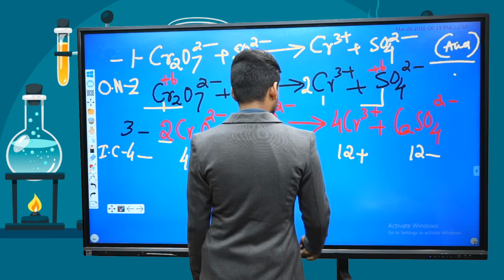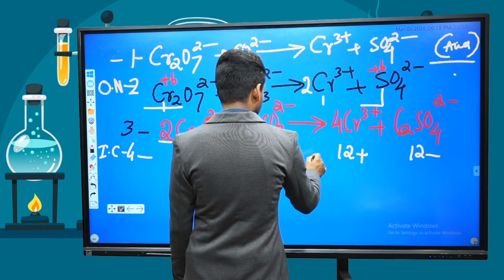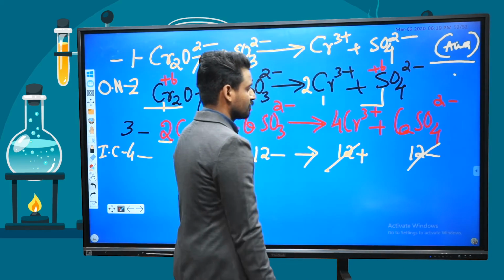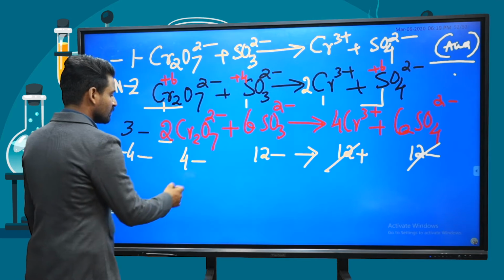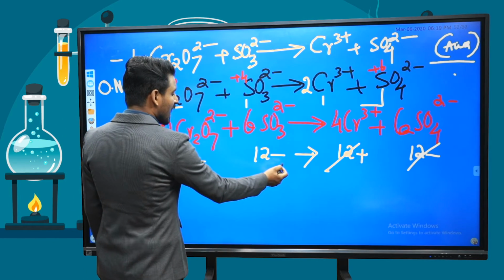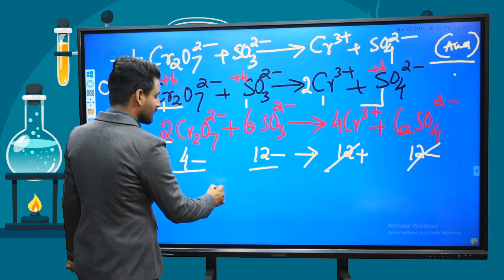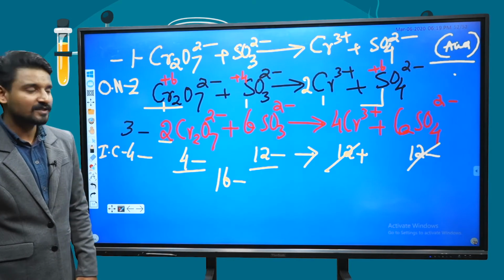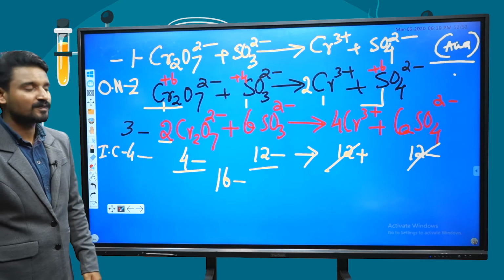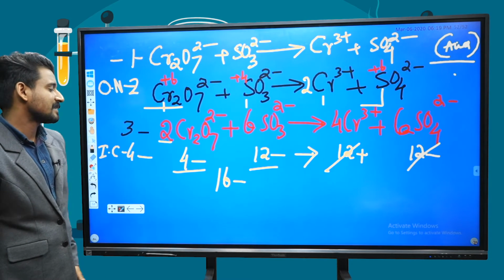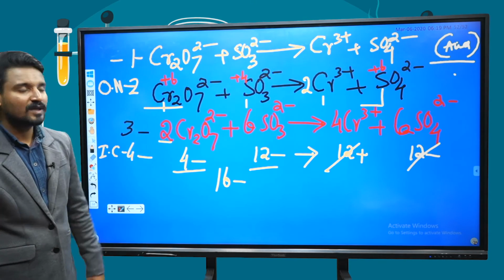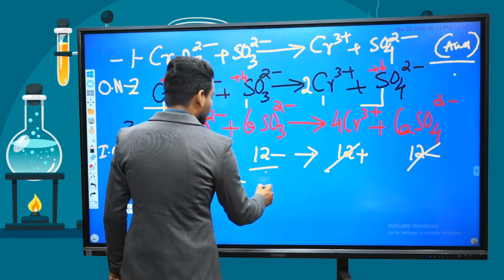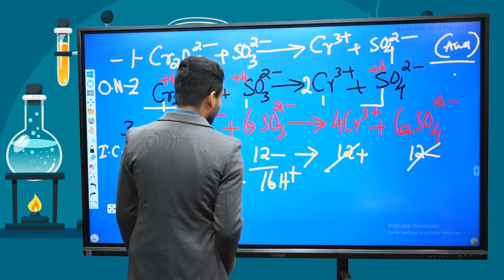So let us balance this one. Here 12 plus and 12 minus. Balanced. And here 4 minus and 12 minus, that is 16 minus on the left hand side. 16 minus excess. So let us balance that 16 minus by adding acid, that is H plus ions. So let us add 16 H plus, that is 16 plus on the left hand side.